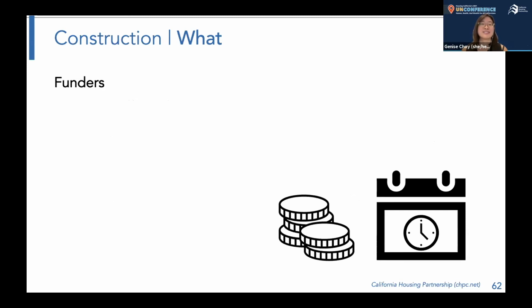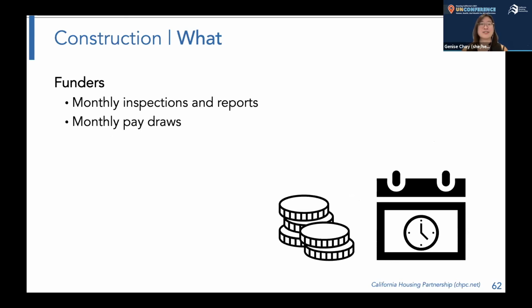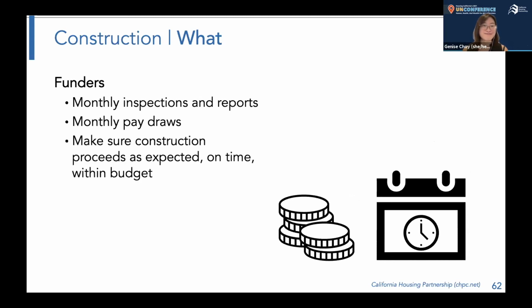Now, behind the scenes, not necessarily at these weekly meetings, but definitely omnipresent are the funders. They are there for monthly inspections and reports. They do the monthly pay draws. They're the ones who are actually okaying the expenses that the developer says should be paid. And during pre-development, you come up with your budget, you come up with your schedule. The funders are the ones who are really keeping you to it. So the better fleshed out you can make your budget and your schedule, the more thought you put into it during pre-development, the more realistic you can make it, the easier the process is going to be during construction, working with the funders and convincing them to pay the costs that you've incurred.